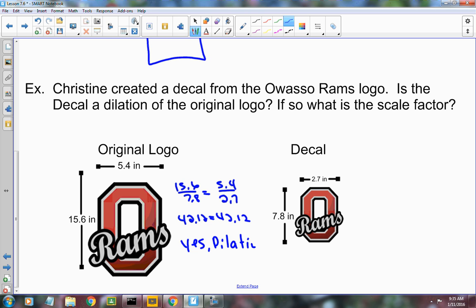Now, I need a scale factor. And remember, your scale factor is image over pre-image, okay? So I've got to take a dimension from the image and then set it over a dimension from the pre-image. So what would that look like? 2.7 over 5.4, okay? And I can move both of those decimals over and have 27 over 54, which reduces to be 1/2, right? Some of us can just recognize that 27 is half of 54.